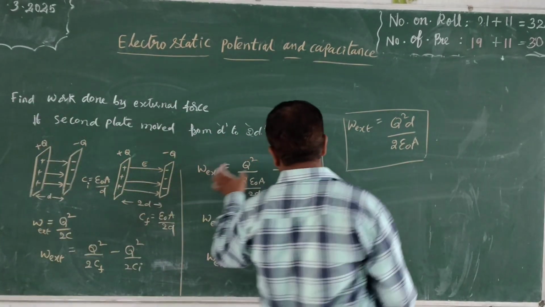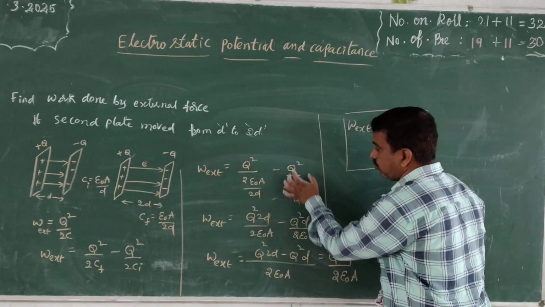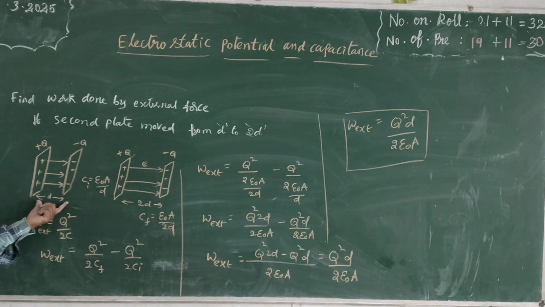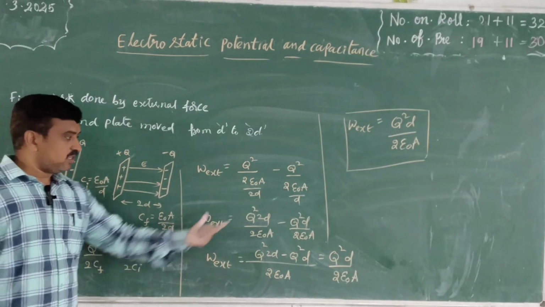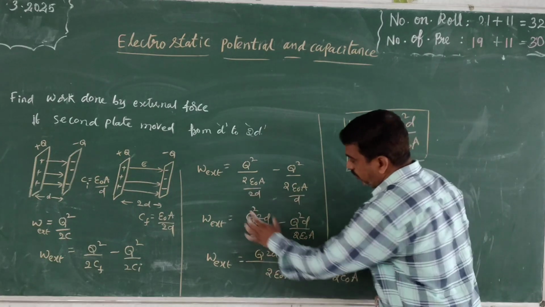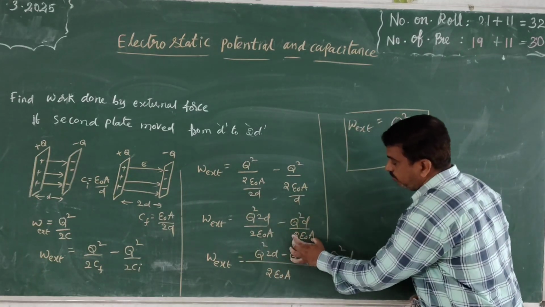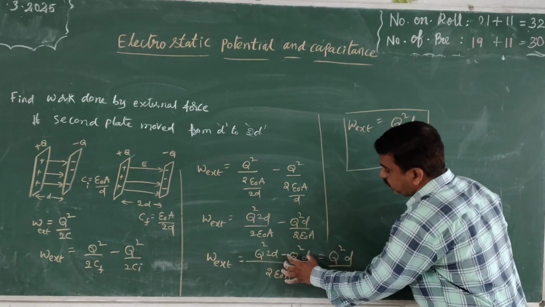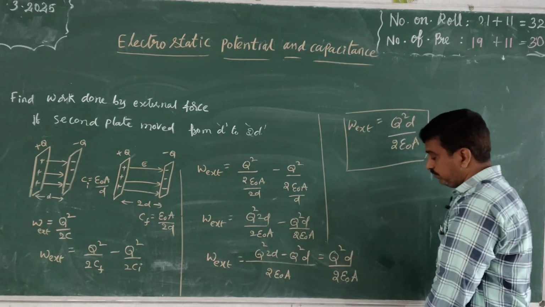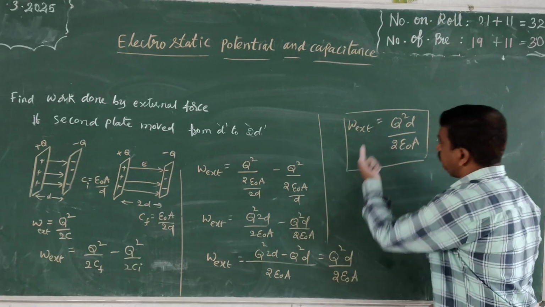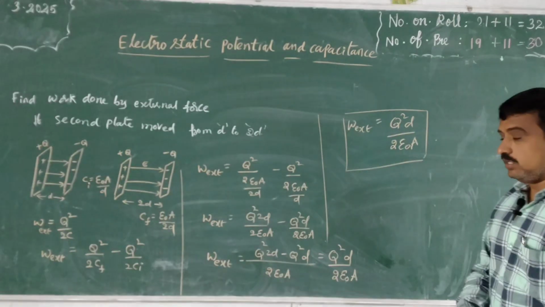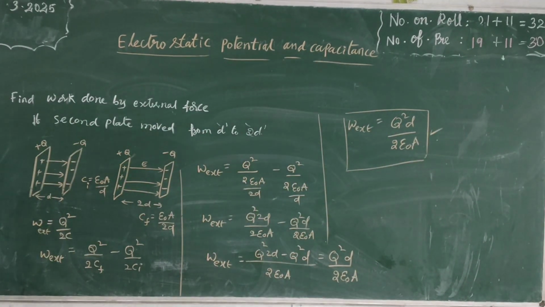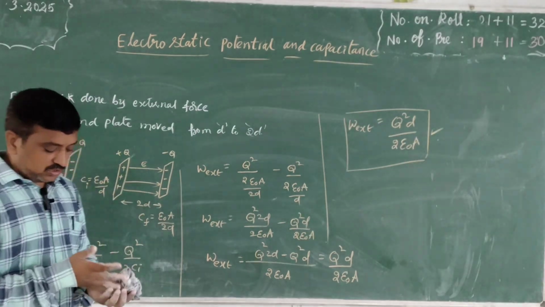Work done by the external force is Q square by 2 epsilon naught A by 2d, minus Q square by 2 epsilon naught A by d. Here the capacitance at distance d is epsilon naught A by d, and at this distance the capacitance is epsilon naught A by 2d. So it changes to the numerator: Q square 2d by 2 epsilon naught A, and Q square d by 2 epsilon naught A. Subtracting, we get the work done by the external force as Q square 2d minus Q square d by 2 epsilon naught A. Because the denominator is the same, just do 2d minus d, which is d. So Q square d by 2 epsilon naught A. This is the work done by the external force to move the second plate from distance d to distance 2d.